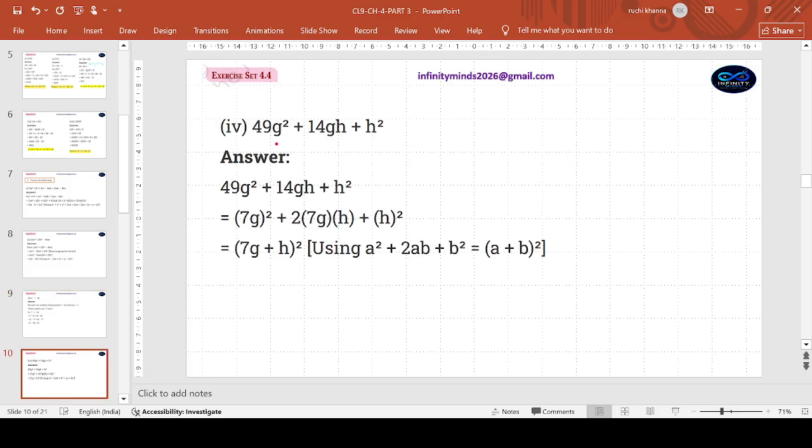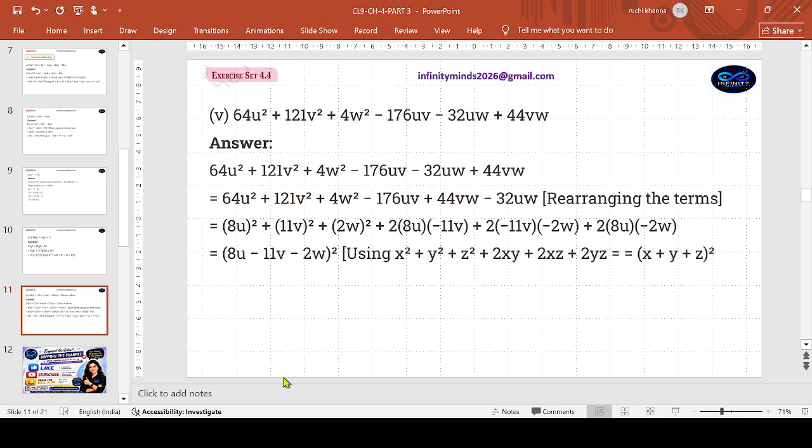Very simple, repetitive a plus b whole square, children. This is the square of 7, this is the square of just itself, 1, and this will be the product. Okay, 7g plus h whole square. Just a repetitive one with new alphabets to practice.